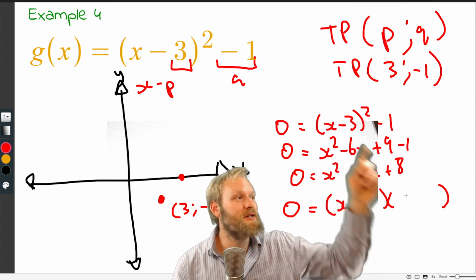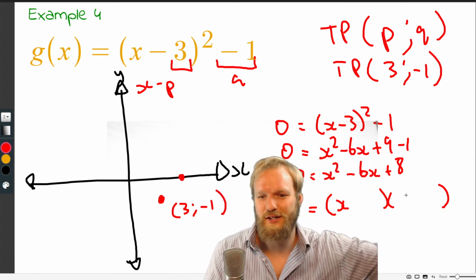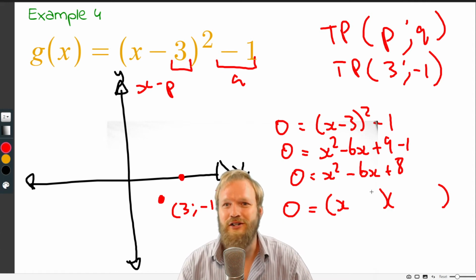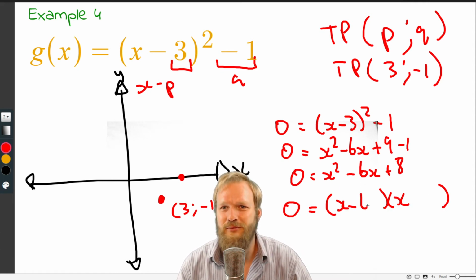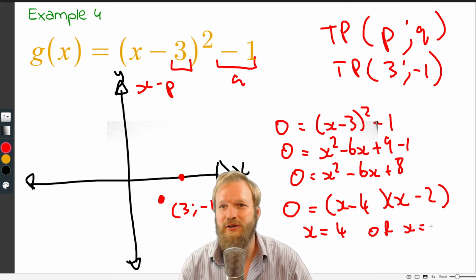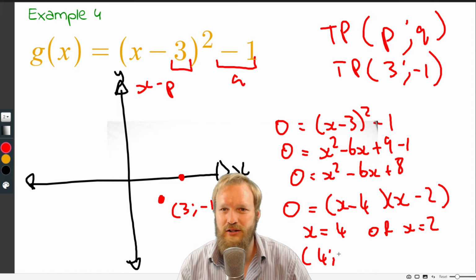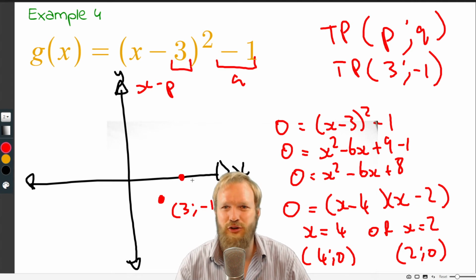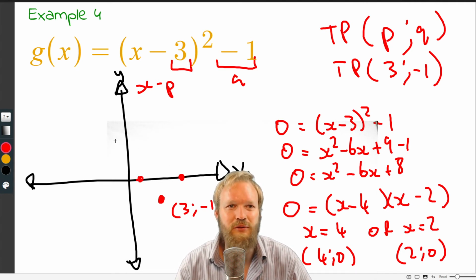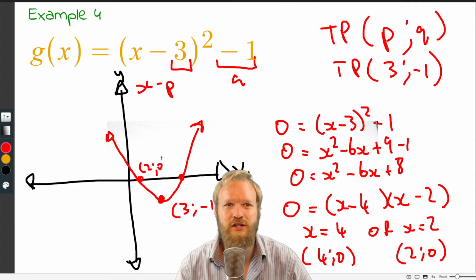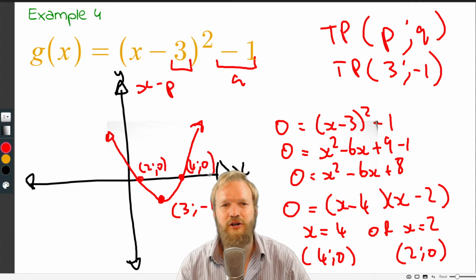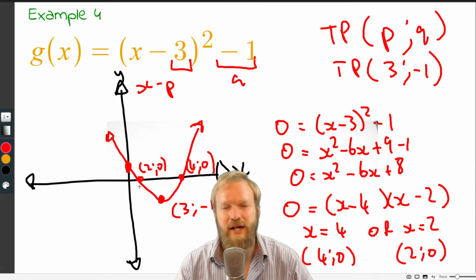0 equals x, and x. We got minus 4, minus 2, so x equals 4, or x equals 2. Okay, so what we worked out is that we've got these two x-intercepts, right? This part here was 2, 0, this part here is 4, 0. We still need to find the y-intercept.